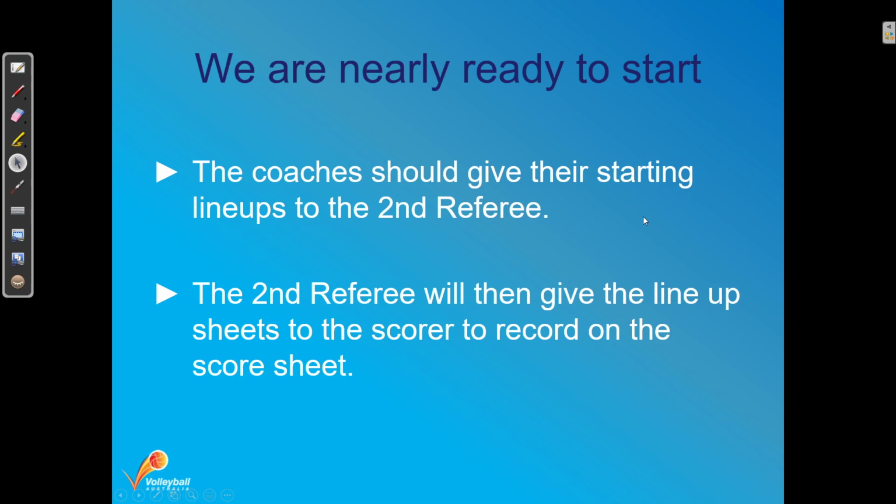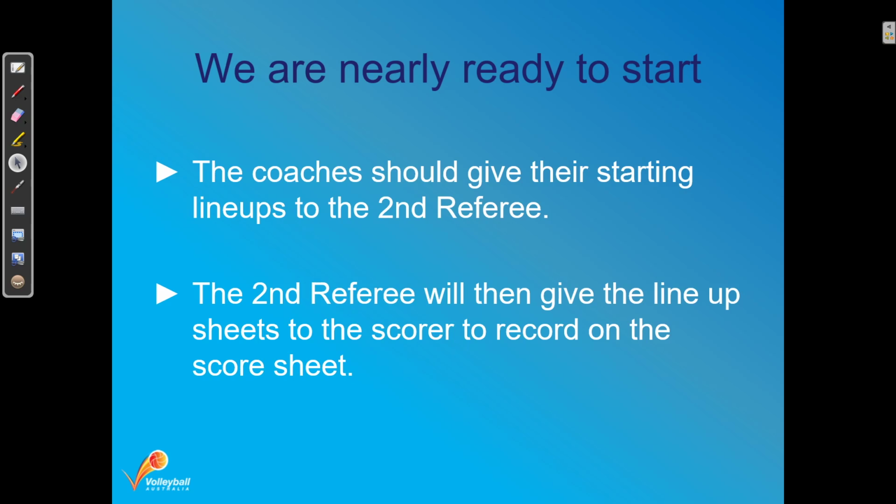So, we are nearly ready to start. The coaches should give their starting lineups to the second referee. The second referee will then give the lineup sheets to the scorer to record on the score sheet. Alright, so the only movement you really do is getting the coaches and team captains to sign the score sheet. After that, you sit quietly or peacefully on your scoring bench. After that, you don't move out of your scoring bench. Anything you need, lineups, questions, answers, you go to your second referee. You get your second referee to do everything for you.